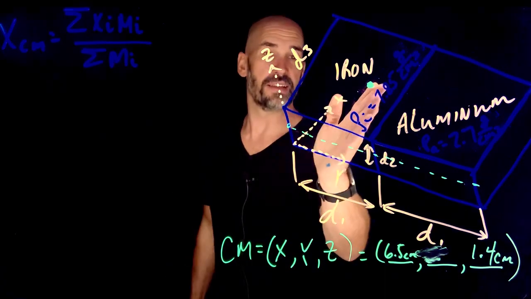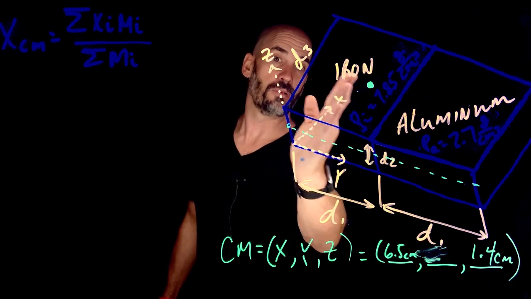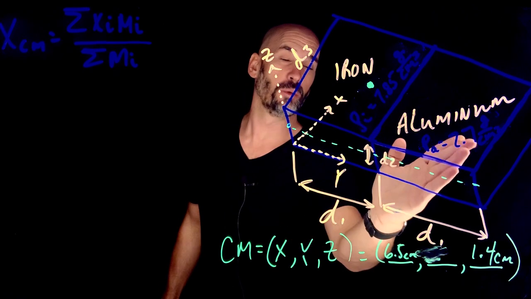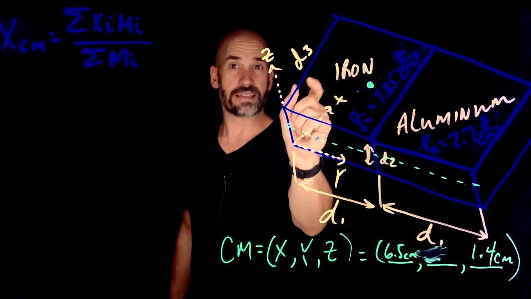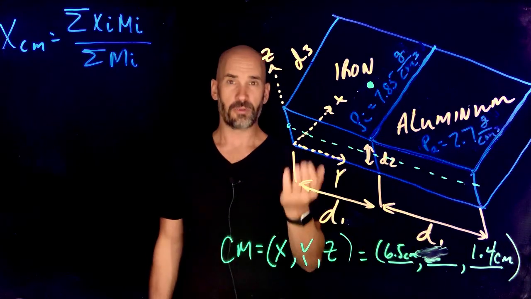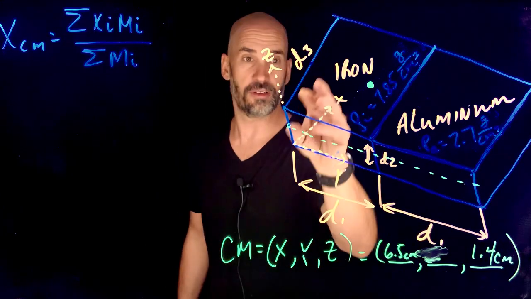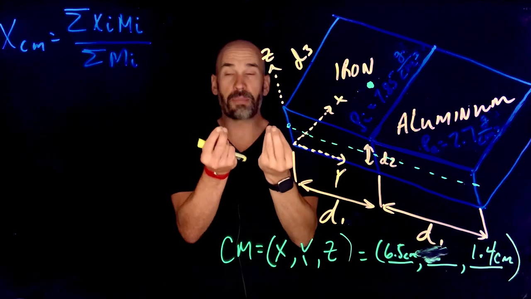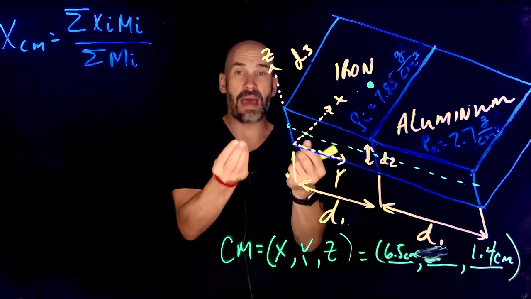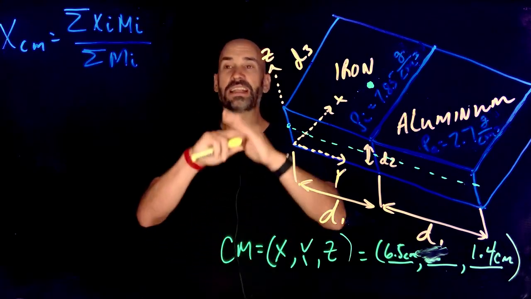Now the problem is that as we go along Y, things change. We go from iron and now to aluminum. So in the Y direction, the center of mass should be skewed one direction or the other. How do we deal with that? Well, we treat iron and aluminum as two separate objects with the center of mass being at the middle of those two objects.